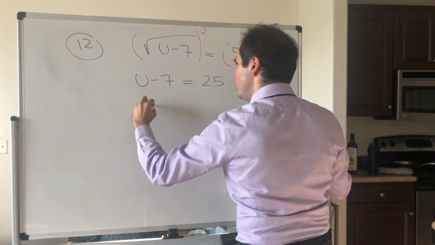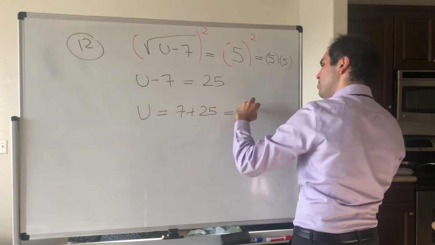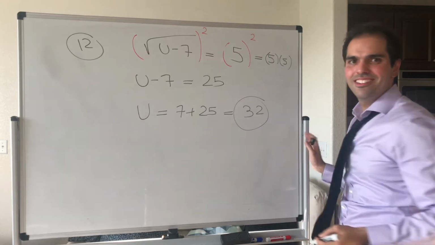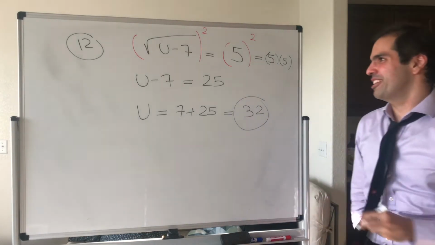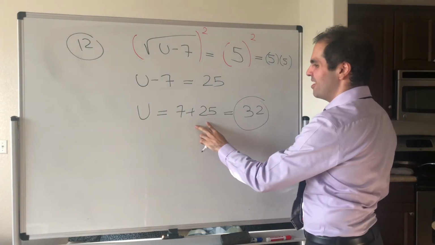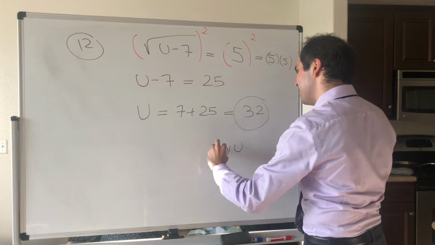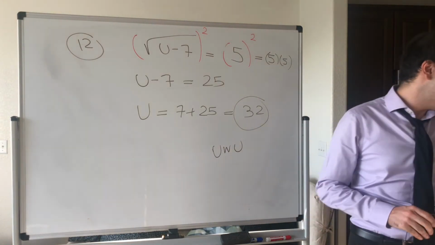So in other words, u becomes 7 plus 25, which is 32, which is my age. Very weird, just to remind me that I'm old. And what do I want to say? By the way, I can't resist, but let's put a little uvu here.